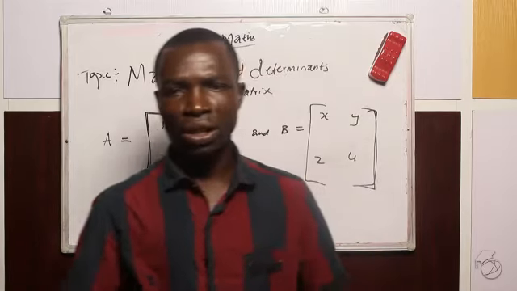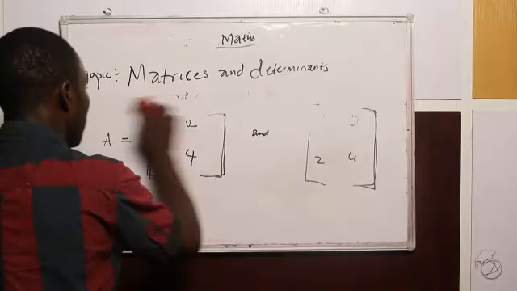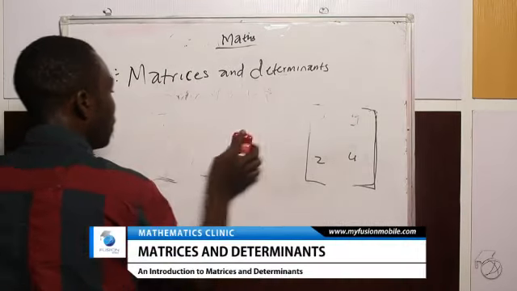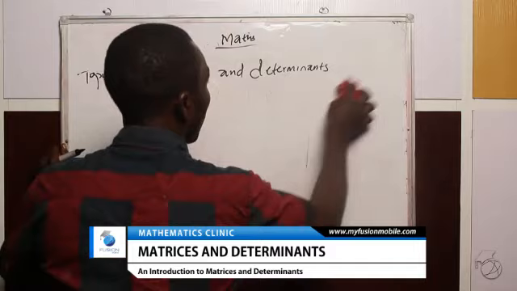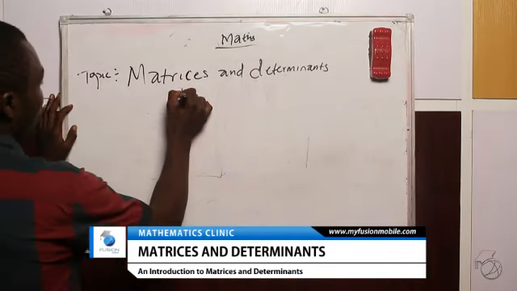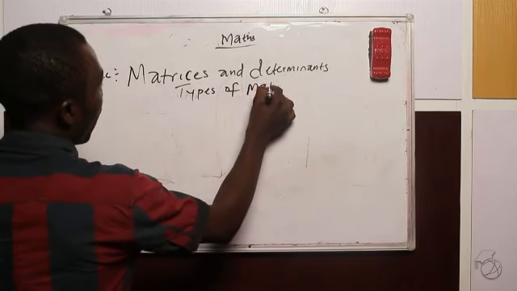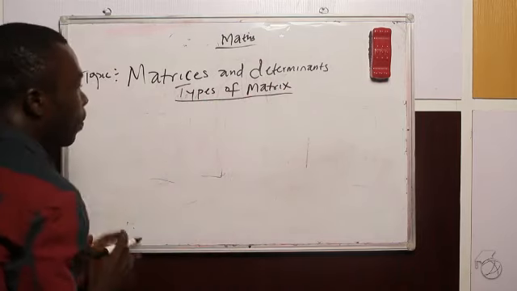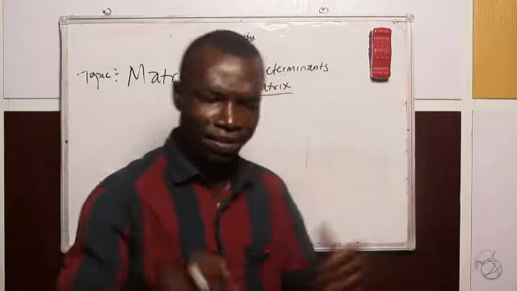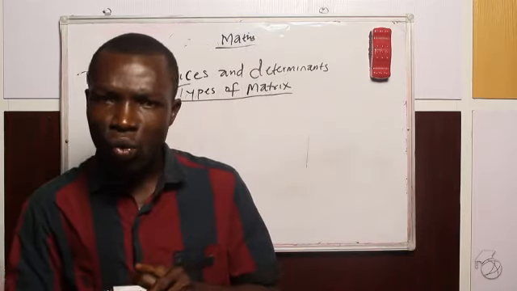Let's proceed to types of matrix. Types of matrix. One, we have equal matrix.